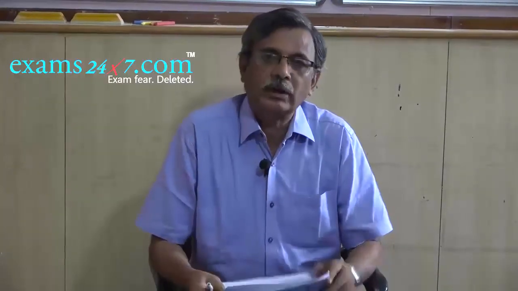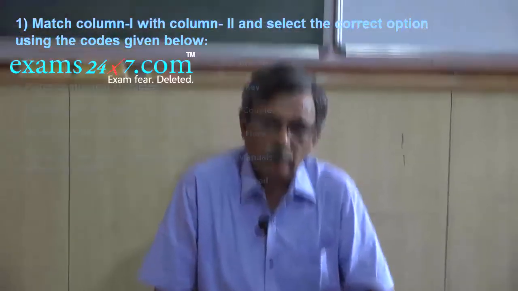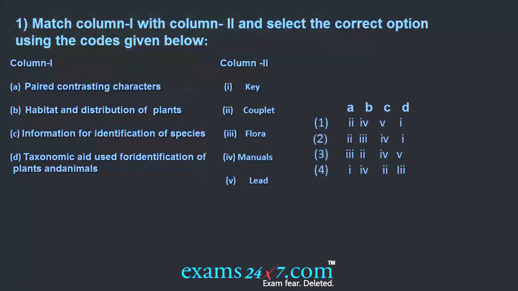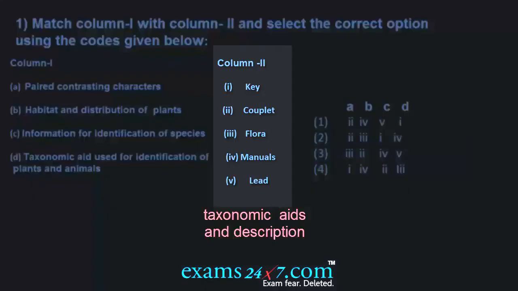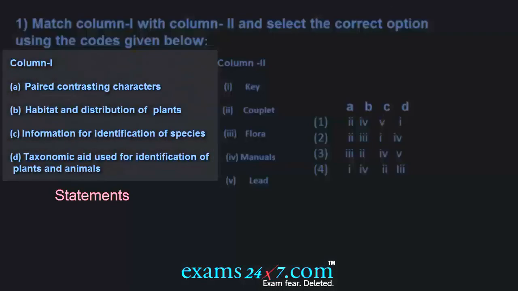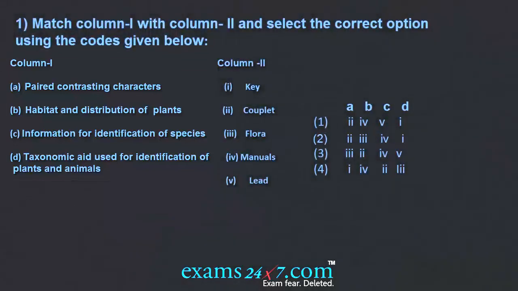The first question, we come to match the column type. Column 1 and column 2. In column 2, you are going to find the terms related to taxonomic aids and descriptions. In column 1, we have statements. We have to find out which term matches which one. Let me come to column 1.